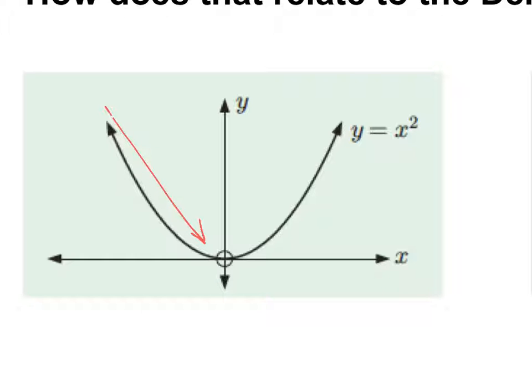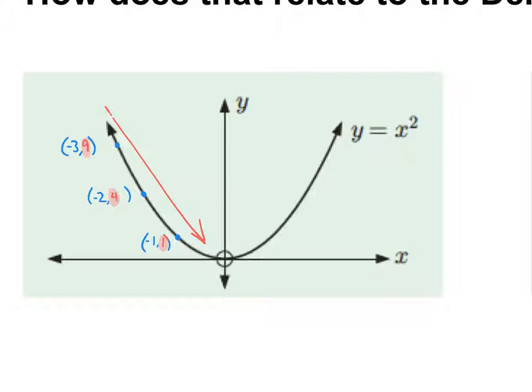Okay? Now, one way that we can see that it's decreasing is that if we were to look at the points on this function, like negative 3, 9, negative 2, 4, and negative 1, 1, you'll notice here that the y-coordinate is going down. Okay?